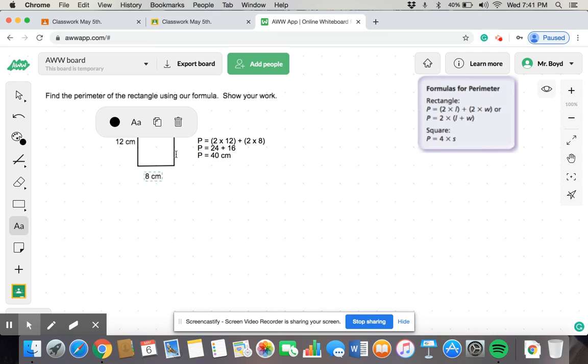Now, if I were to do it the other way that we have, perimeter equals 2 times length plus width, I should find the same answer. So our perimeter equals 2 times the length, which is 12, plus the width, which is 8. We'll write it down. It'll be 2 times 12 plus 8 is 20. 2 times 20 equals 40, and we will include our units, and we will find 40 centimeters for our perimeter.